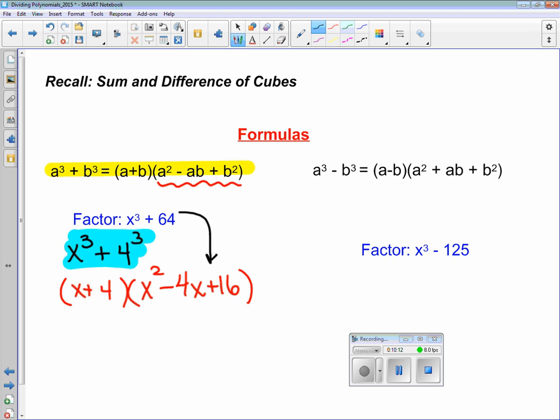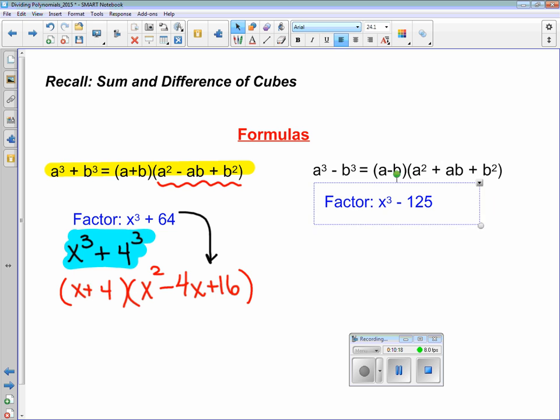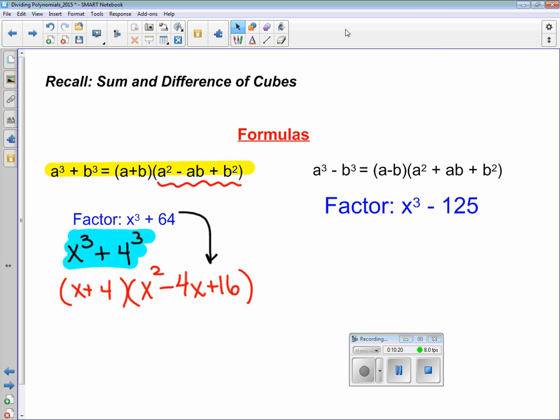So what I want us to do is I'm going to pause the recording. I want you to practice another one. Here is one, x cubed minus 125. Okay? I have the pattern right above it. I want you to tell me what A and B are. I want you to do exactly what I did over here. I want you to practice factoring that.